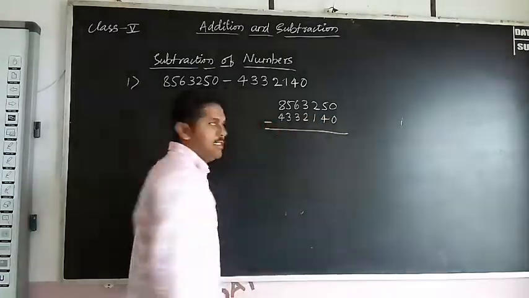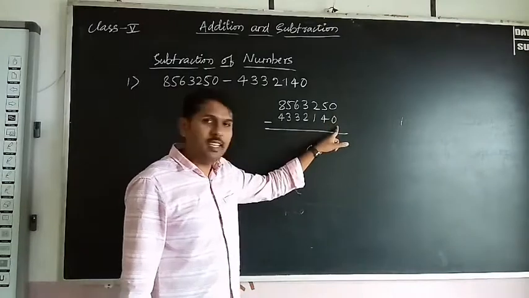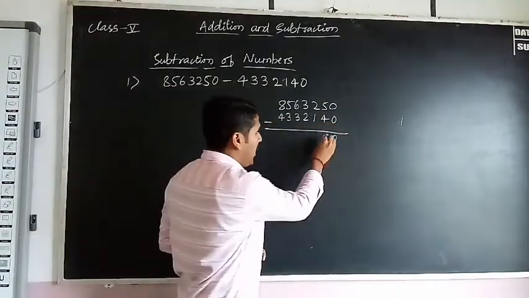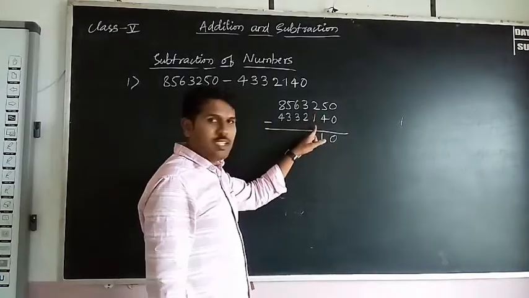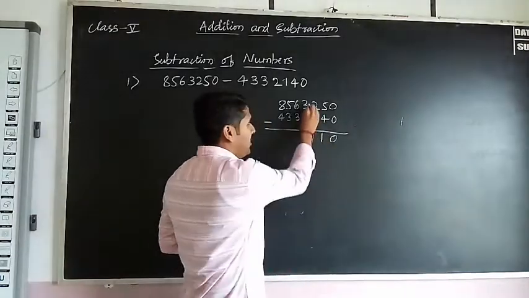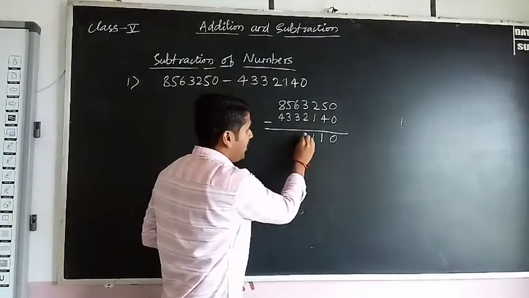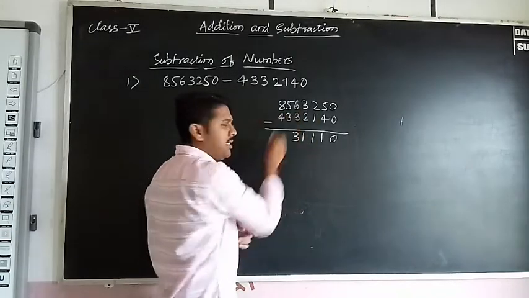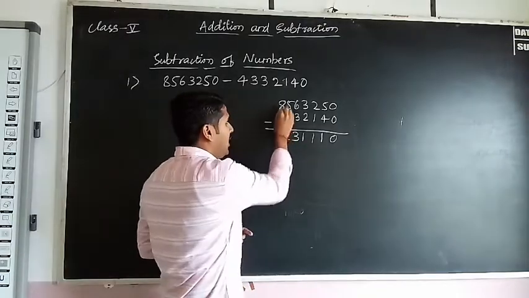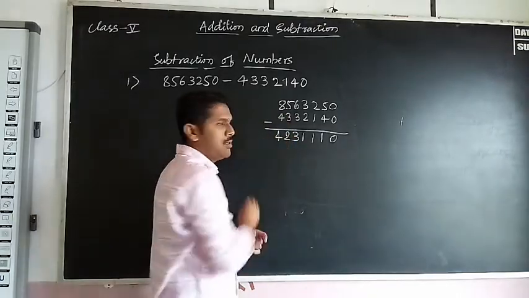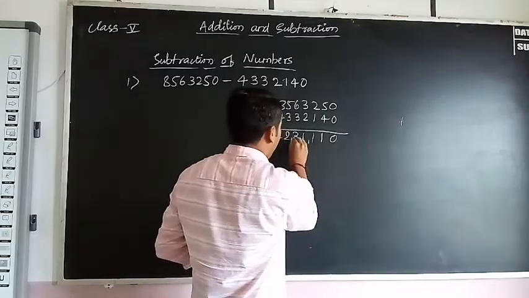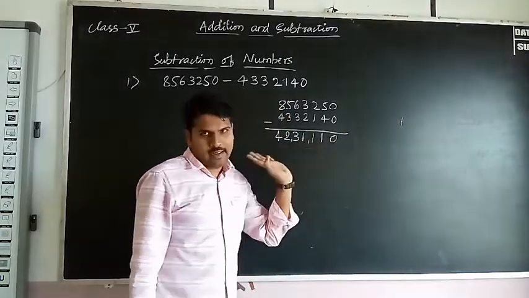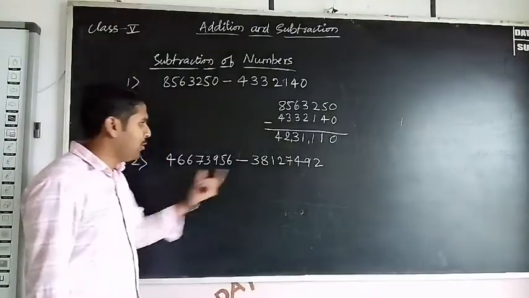So subtraction. So 0 minus 0, 0 again. 5 minus 4, 1. 2 minus 1, 1. 3 minus 2, 1. 6 minus 3, 3. 5 minus 3, 2. 8 minus 4, 4. So what is the number? 42,31,110.